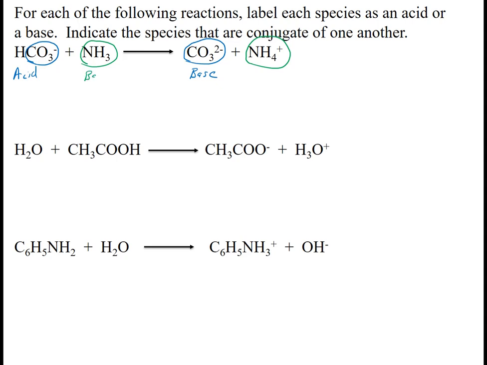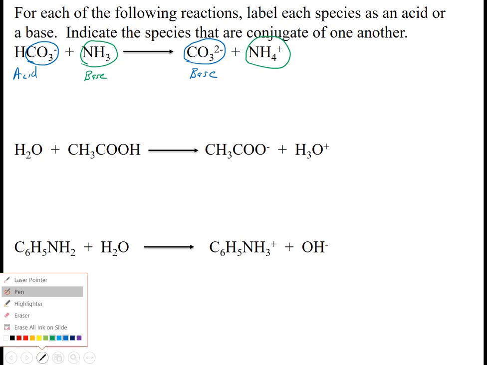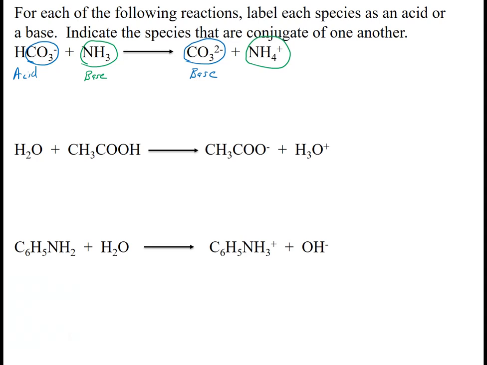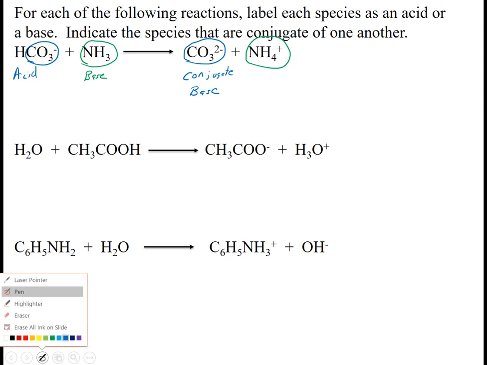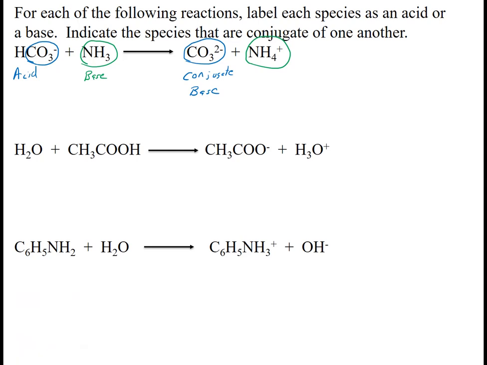I just realized I miswrote something here. Let me go ahead and correct this. I don't want to write that this is just a base. I want to write this as a conjugate base, because on the product side, you always include the word conjugate. And going back, there it is. So this one being a base, this is the conjugate acid.